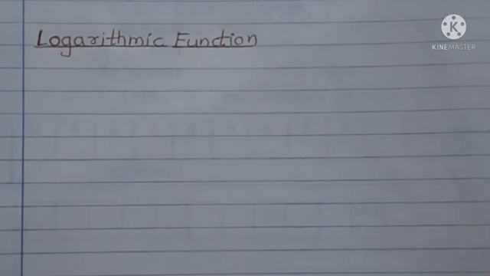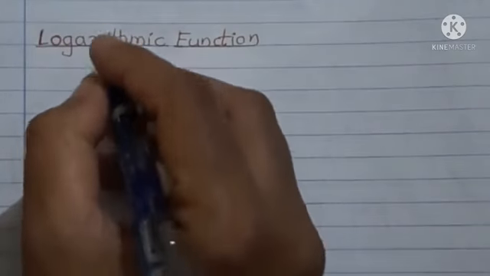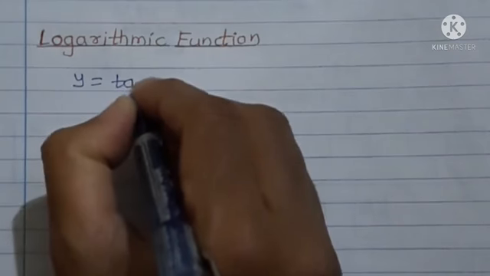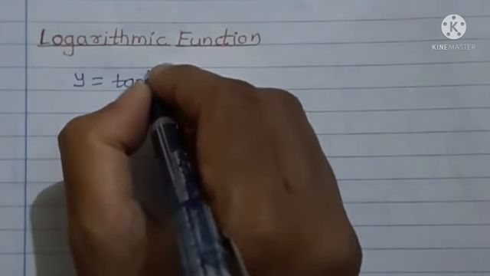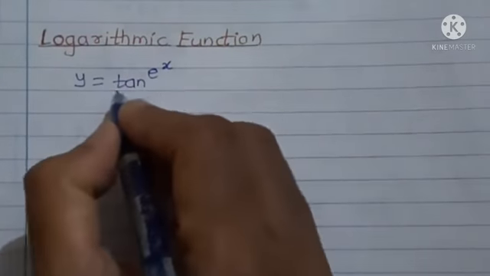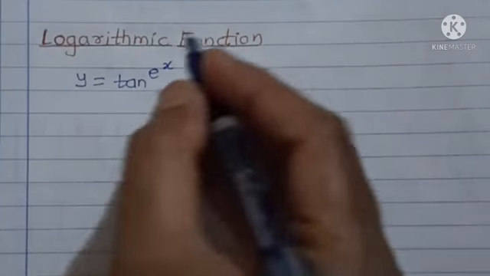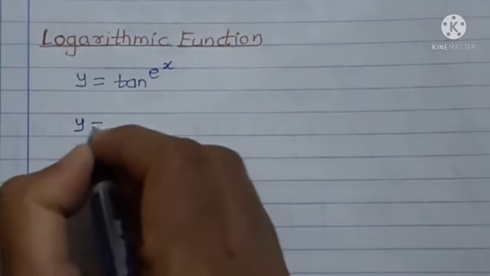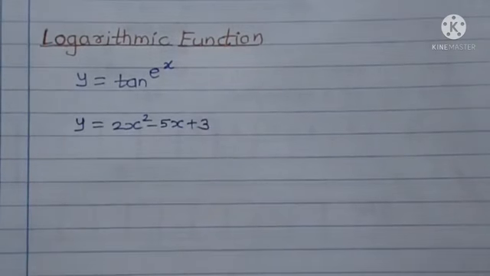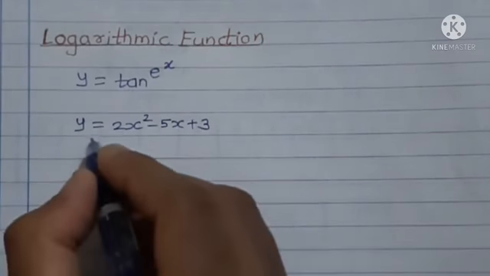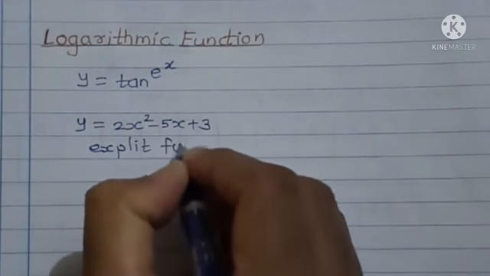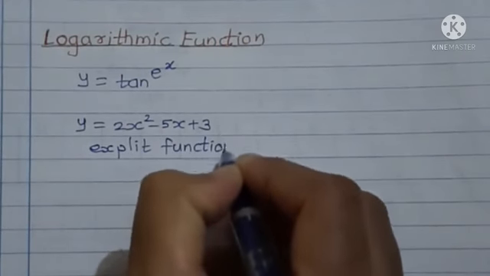Students, what is the logarithmic function? See, suppose I take y is equal to tan x raised to e raised to x. In earlier videos we had seen y is equal to 2x square minus 5x plus 3. Such type of functions are called explicit functions.